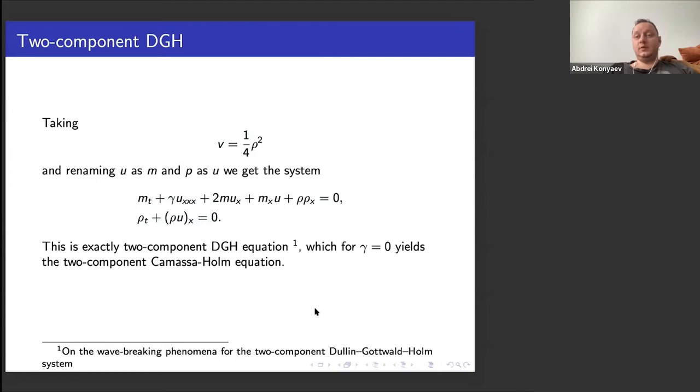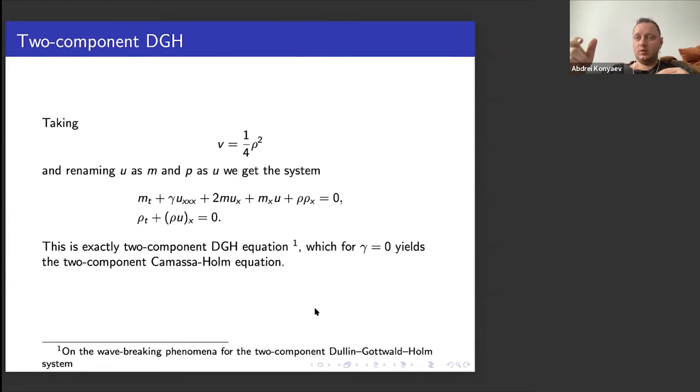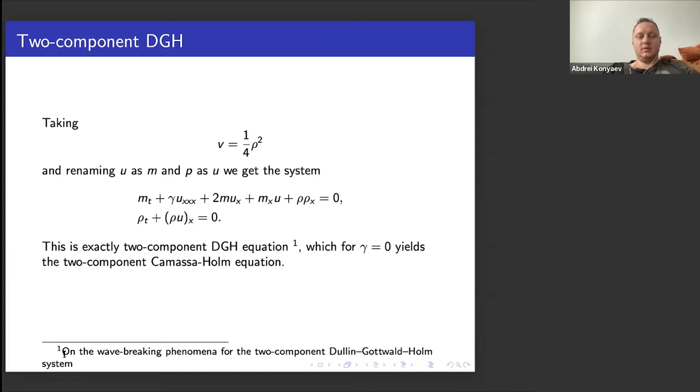See, so I pick two brackets, I used my scheme, generated the Casimirs, decomposed in lambda, did that coordinate change I did for one-dimensional Camassa-Holm, and I got two-component DGH. This is exactly what Holger sent me in an article on Thursday, I think it was on Thursday, where this equation was written. I didn't write all the authors, I'm sorry, it's not good, but this is the name of the article where I got the equation, and this is the equation they have there.